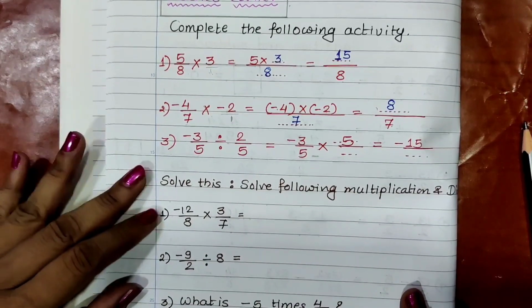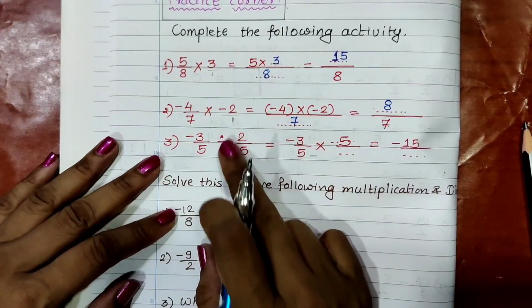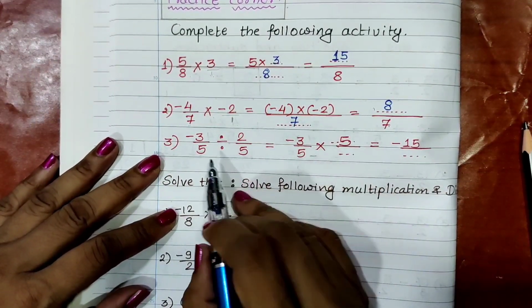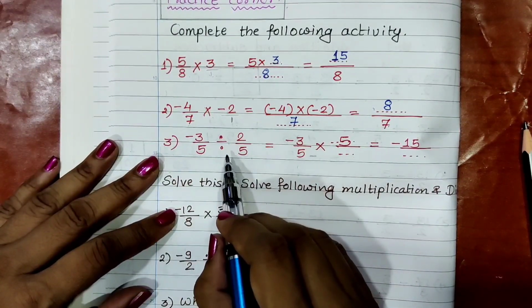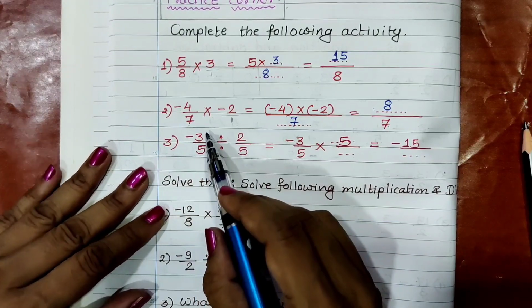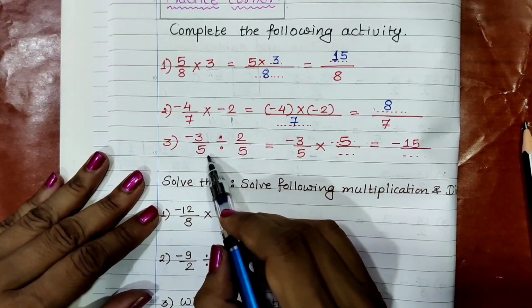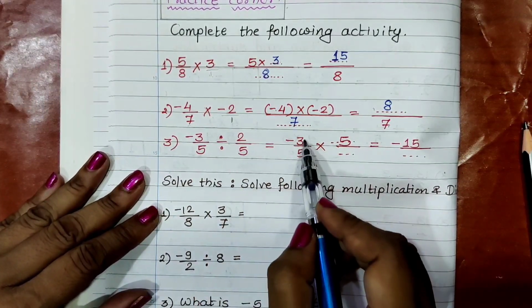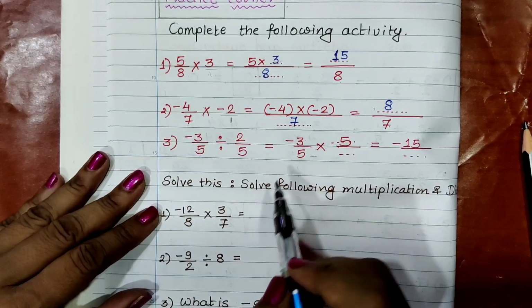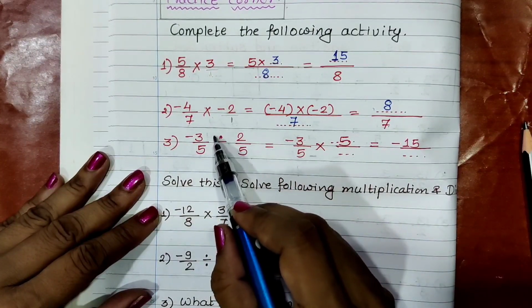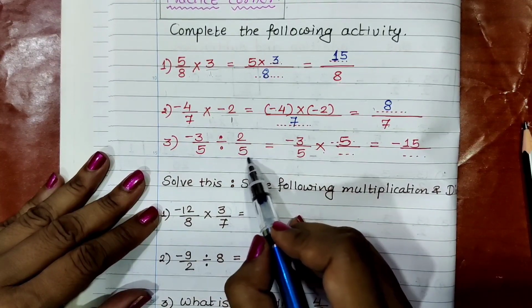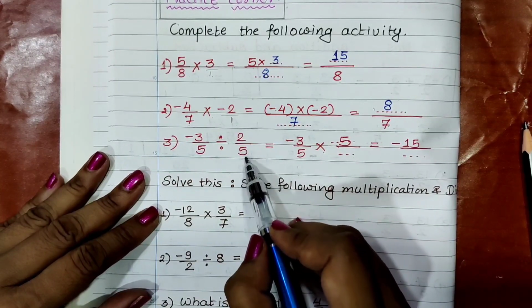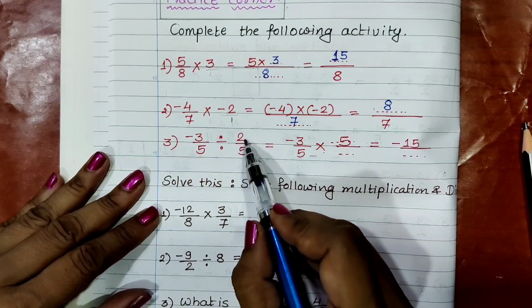Now let us go on to the third sum. The third sum is a division sum. In a division sum, we have to convert the division into multiplication. How to convert the division into multiplication? The first rational number we have to write as it is. Minus 3 upon 5 we will write as it is. Multiply by, in place of division we have to write multiply by, and we have to write the reciprocal of 2 upon 5.